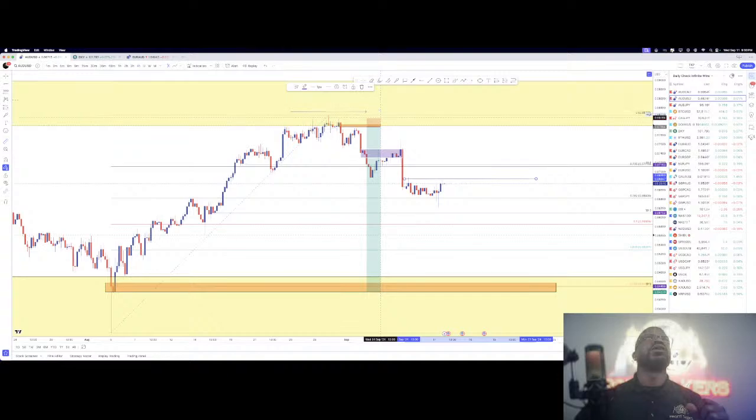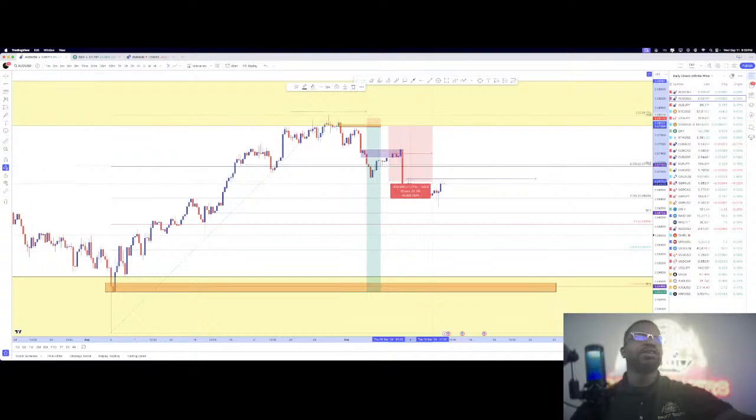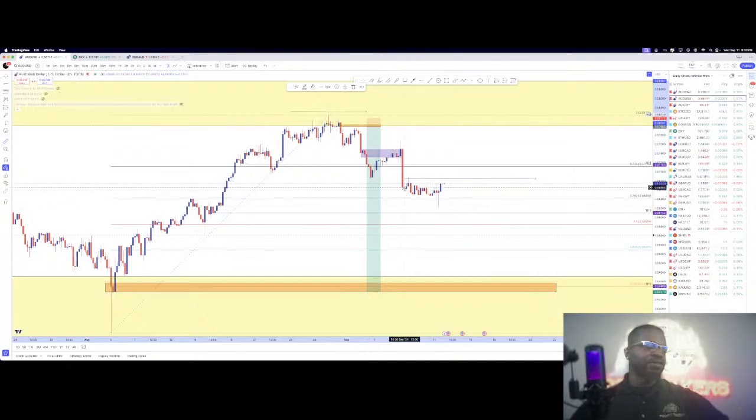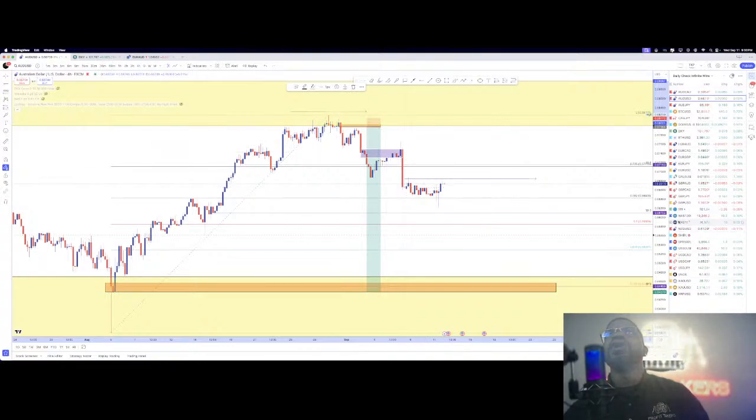So let's count. The first target was 86 pips. It dropped down 177 pips in profit. So that's another big win for us. Let's go. Win. Okay, we also held that US 30. Let's move this down. Let's move this right here, make this green.